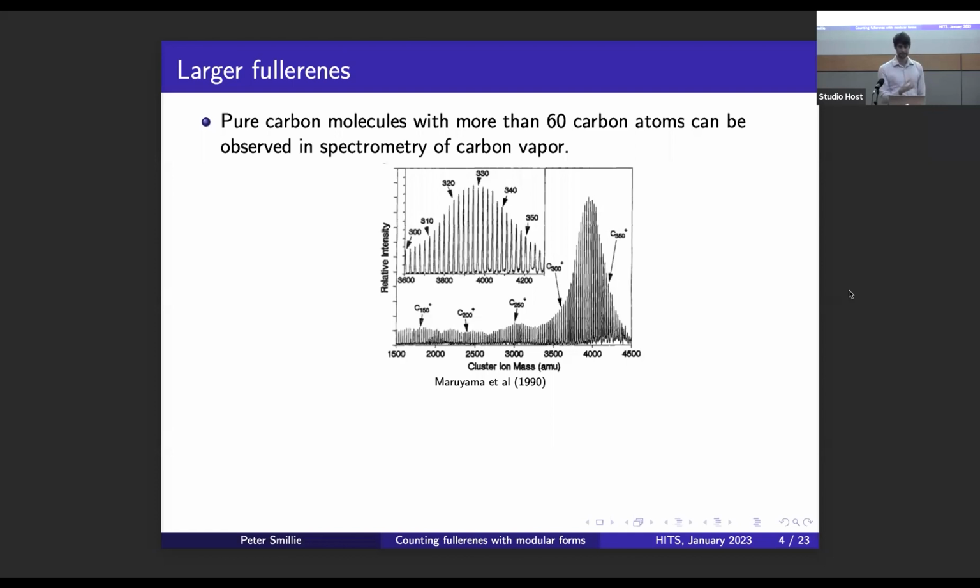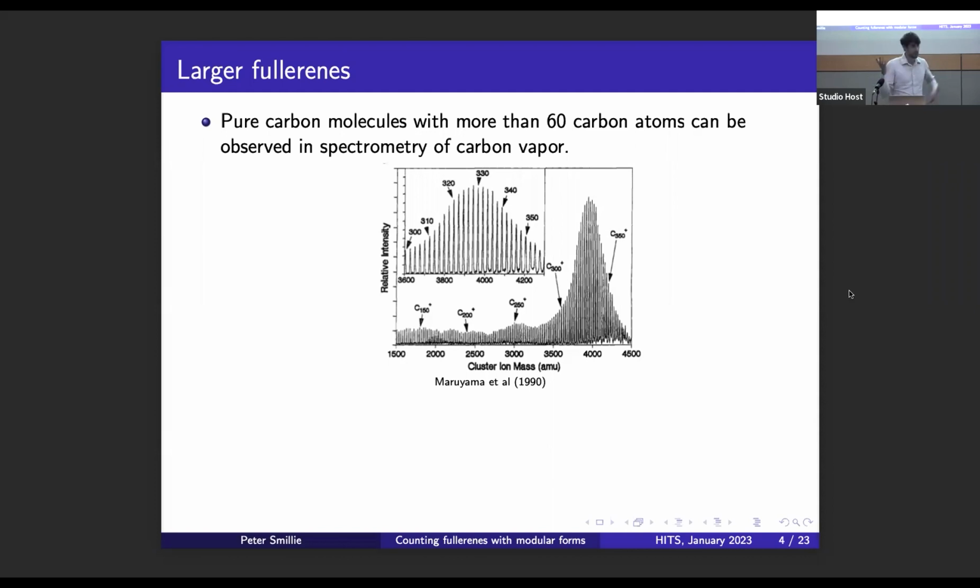Carbon has atomic mass of 12. So to translate between these numbers at the bottom and the number of carbon atoms, you divide by 12. I think you can see here that what we're seeing are mainly molecules with more than 60 carbon atoms. If you look at this close up, maybe you also notice that there's always an even number of carbon atoms in these molecules that you can see through mass spectrometry in the vapor. And that's what I want to talk about, these bigger guys.